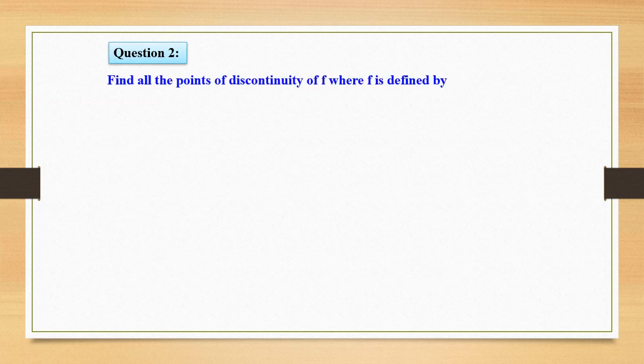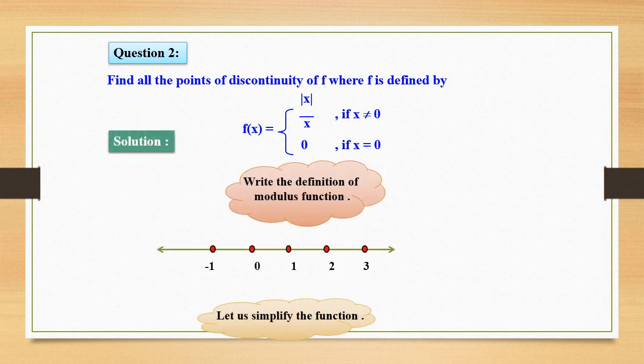Next, find all the points of discontinuity of f where f is defined by f of x is equal to mod x upon x if x is not equal to 0, and 0 if x is equal to 0. So again we are applying the definition of mod function. So we know that mod x is x when x is greater than or equal to 0, and it is minus x when x is less than 0.